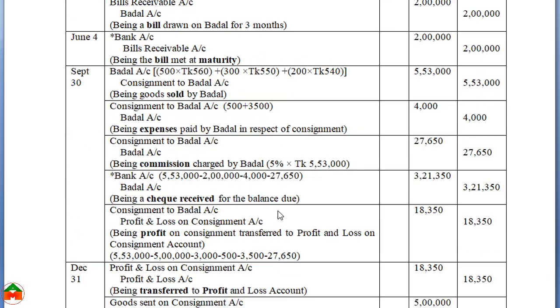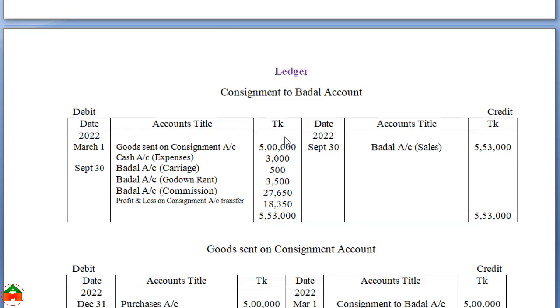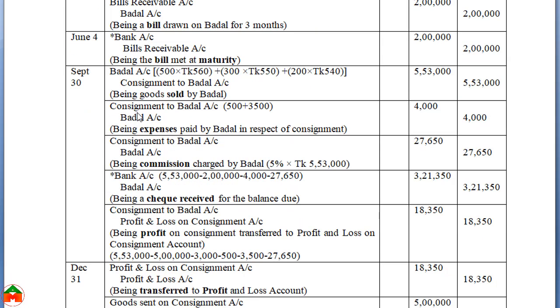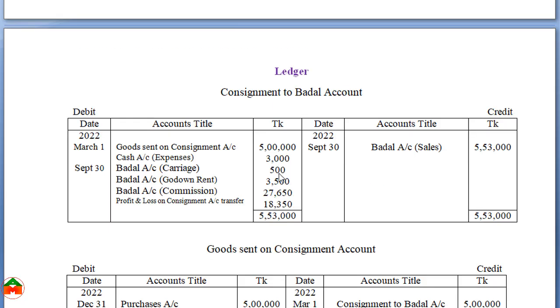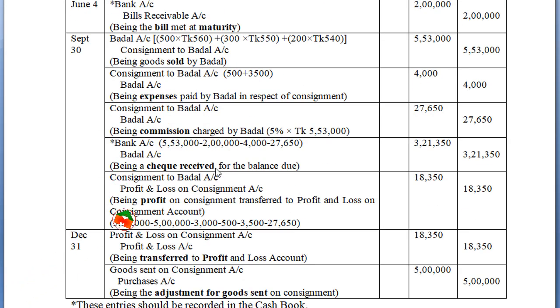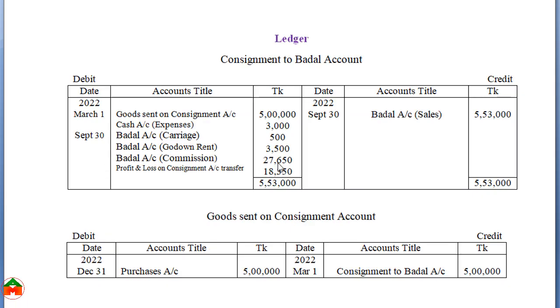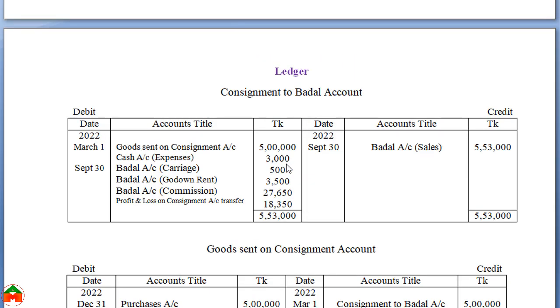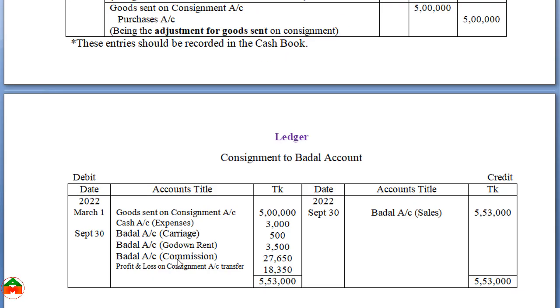So here 4,000 is separately shown, 500 and 3,500. So what is the opposite name? Badal account. This 500 is for cash, this 3,500 is for godown rent. Again we can see consignment to Badal account debit 27,650. This is shown on the debit side, and what would be the opposite name? Badal account. Badal account is shown here for the commission.